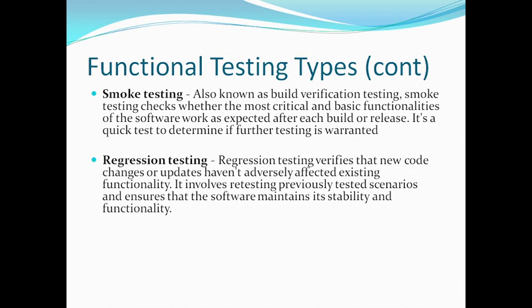Regression testing verifies that new code changes or updates haven't adversely affected existing functionality. It involves retesting previously tested scenarios and ensures that the software maintains its stability and functionality. For example, say a system has a registration page, and the QA has tested the registration page and found a few defects. The developer will fix those defects and give it back to the QA. So as a QA, would you test only those things that are newly provided by the developers?